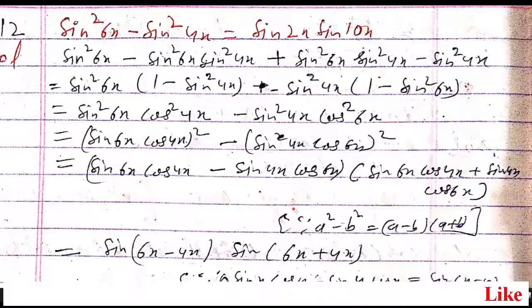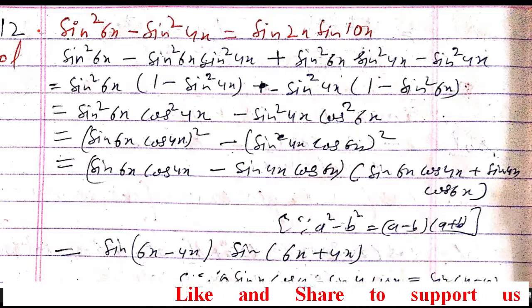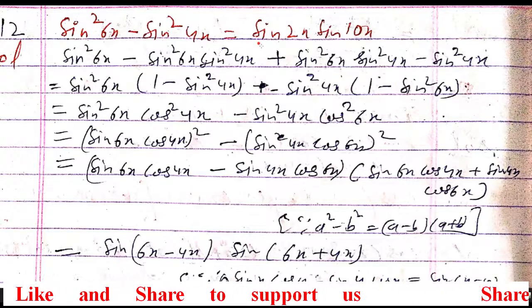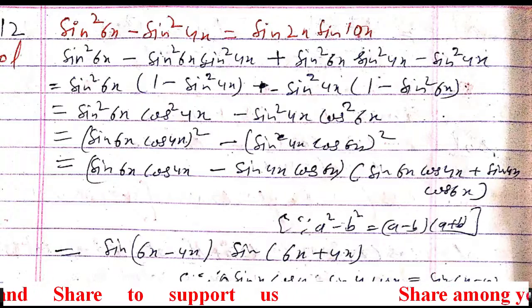Hello everyone, I am going to explain some questions from exercise 3.3 of 11th maths. So today we start from question number 12. We have to prove sine squared 6x minus sine squared 4x is equal to sine 2x sine 10x.